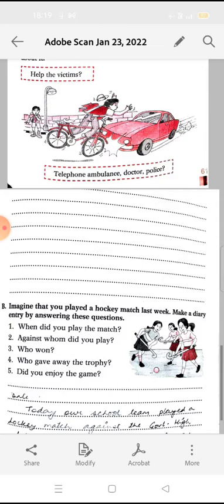Then I went to the nearby telephone booth. I called up the ambulance. The doctor came and the police also came. Though I was not very happy with the police, the doctors were there in the ambulance and they took him away for treatment to their hospital.